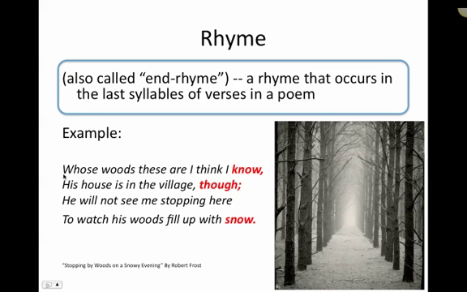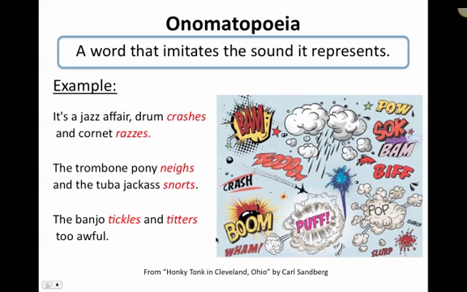So let's read this poem. Whose woods these are, I think I know. His house is in the village, though. He will not see me stopping here to watch his woods fill up with snow. So this is a poem by Robert Frost, a very, very famous poet. And he uses rhyme, end rhyme, to rhyme three of the lines together. So when you see rhyming words in poems, that's an example of a melody tool that the poet is using.